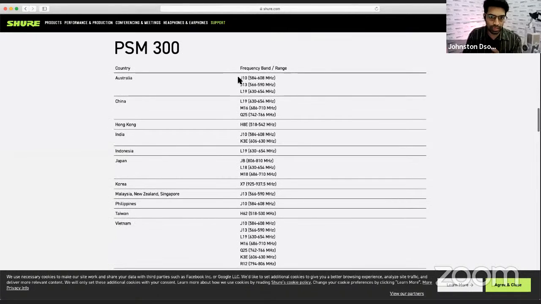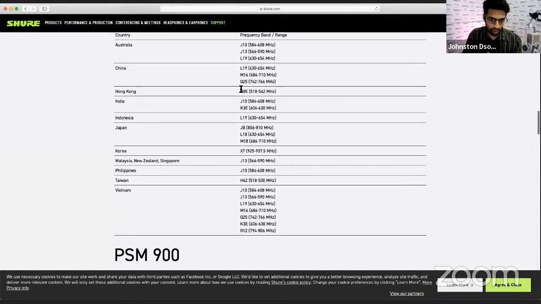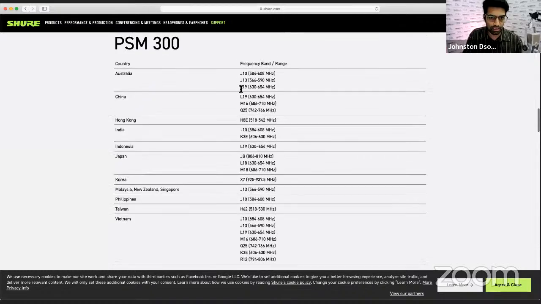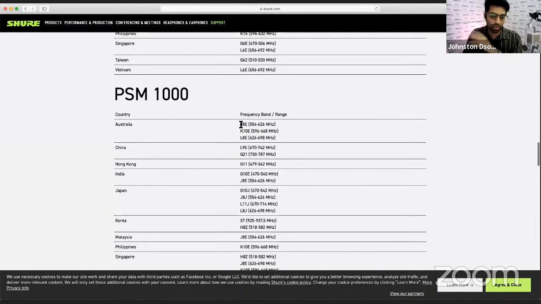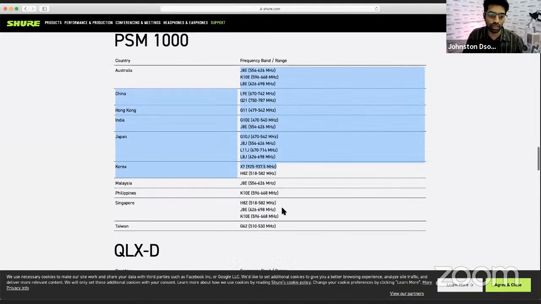PSM is basically in-ear monitor systems. PSM 300 is the low band, and PSM 1000 is the flagship in the Shure in-ear monitor system.